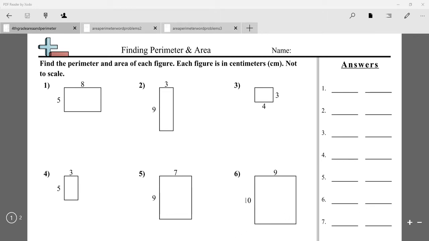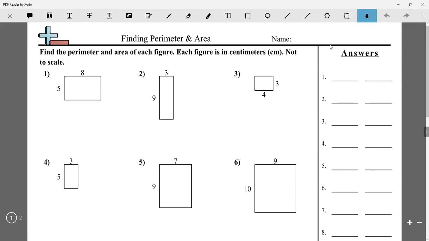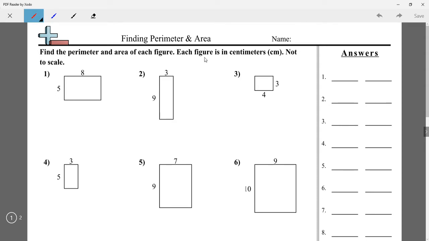Alright, today we are going to go over finding area and perimeter again. The sheet is pretty straightforward, so it just says find the perimeter and area of each figure. Each figure is in centimeters, and it's not to scale, so that just means that if you were to measure these out on the paper, it wouldn't actually be 8 centimeters and 5 centimeters.